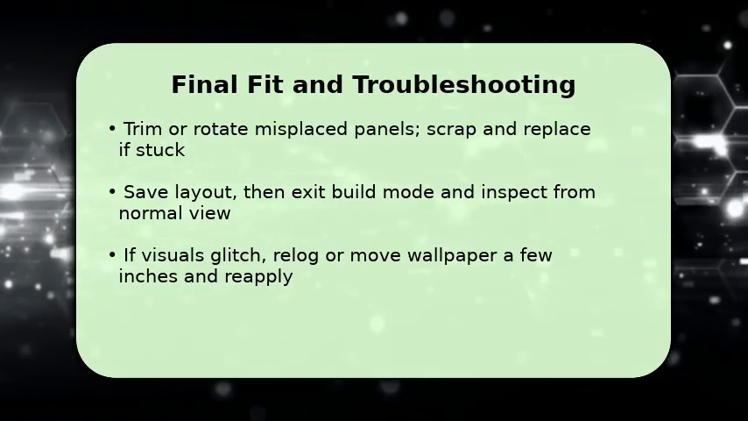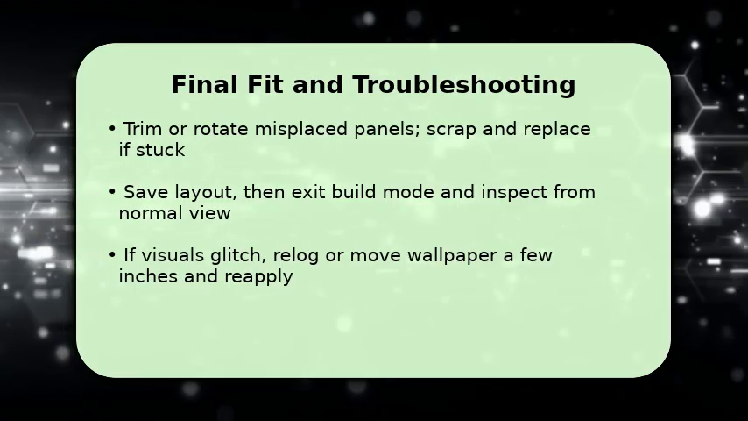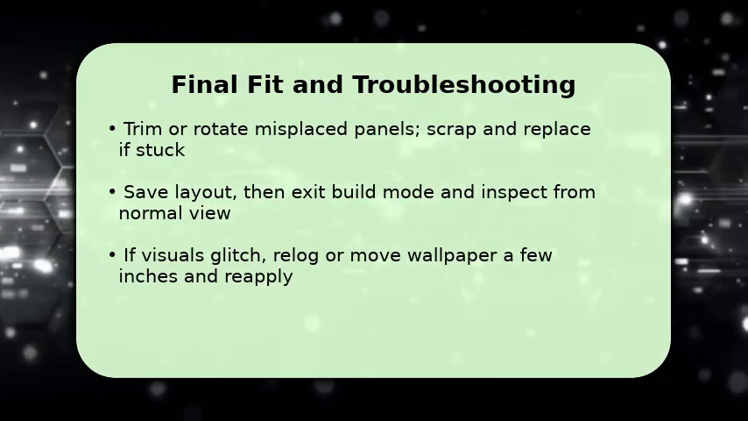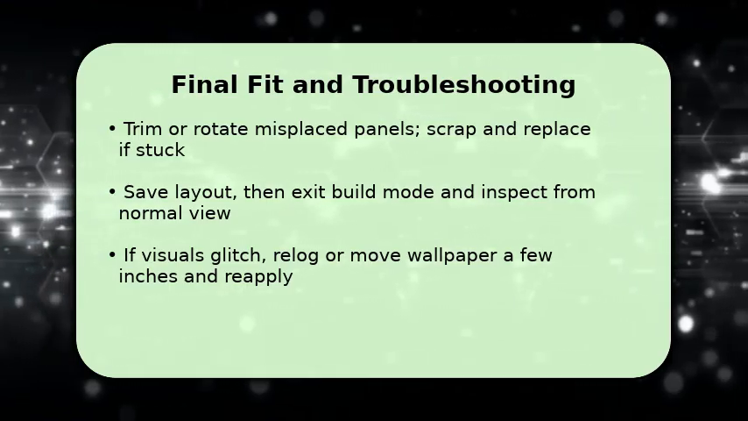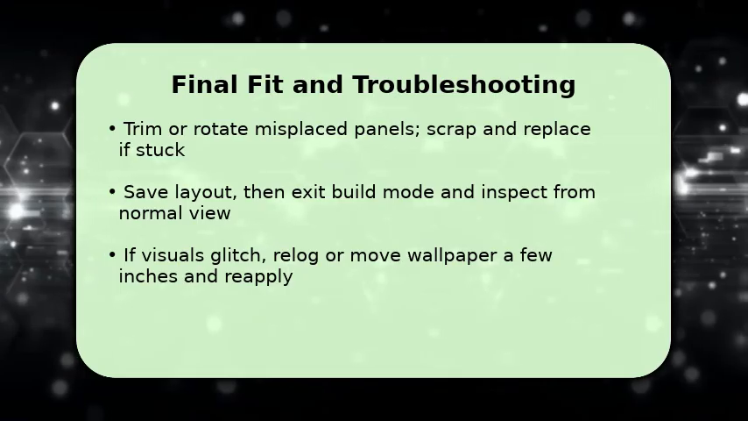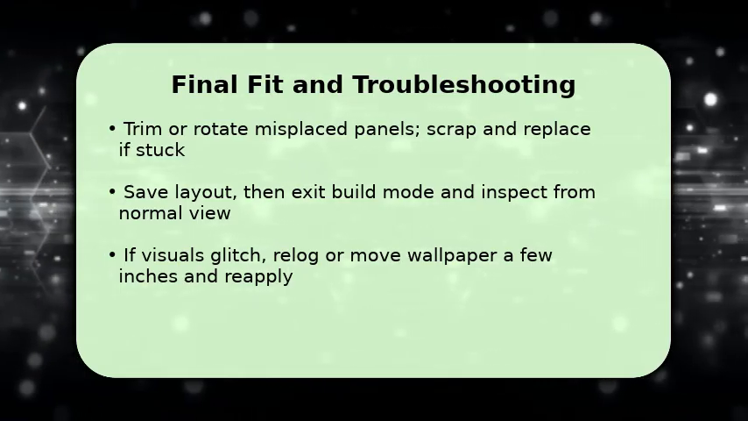If a piece refuses to align or visuals glitch, scrap it and place a fresh panel slightly offset. Sometimes relogging or exiting and re-entering the build menu clears placement bugs. Make sure to test at different times of day for lighting differences.